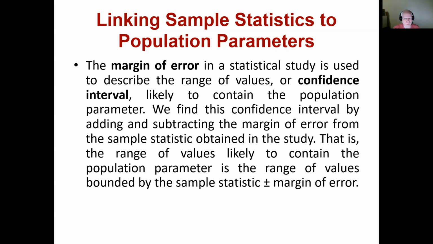And so once we've got this range, it defines the confidence interval. So the margin of error is plus or minus 2. The confidence interval would be 68 to 72. And this means the 68 to 72 defines the range of values likely to contain the population parameter. It's our best estimate of this range.